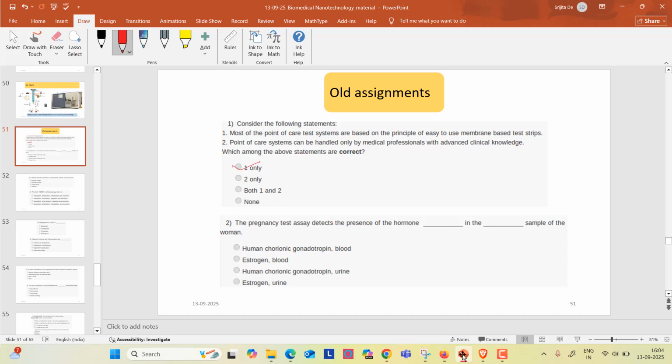Next, the pregnancy test assay detects the presence of a hormone in the sample of women. Like which hormone it uses and what type of sample, and this hormone is available in where, like in blood or urine. So this is a very easy question. You should be able to answer.